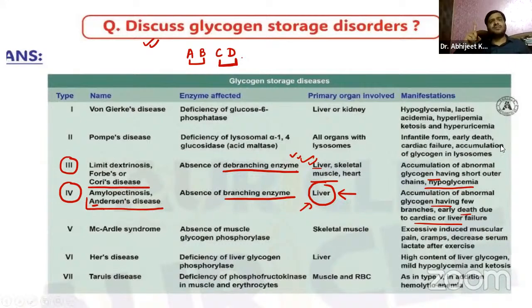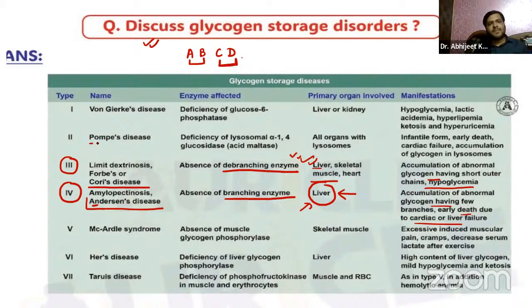Anderson disease: branching enzyme, liver, abnormal glycogen synthesis. C, Cori's disease: debranching enzyme, liver and muscle. Again, the same problem with the glycogen part. Glucose will not be formed, hypoglycemia will occur, and the patient will show low blood sugar because blood glucose is not coming.